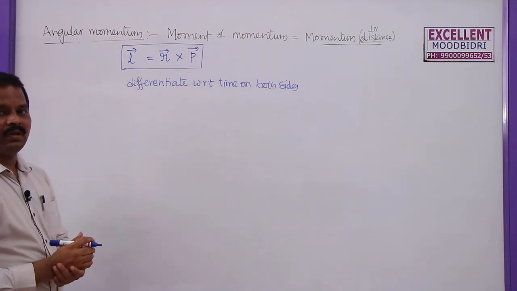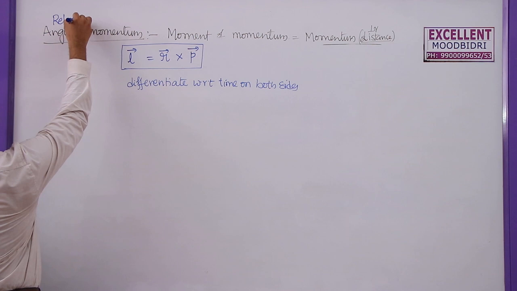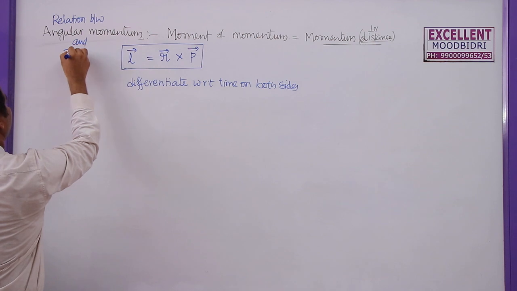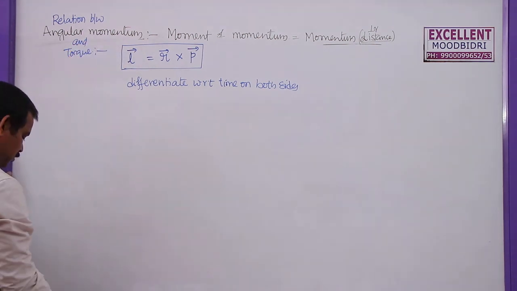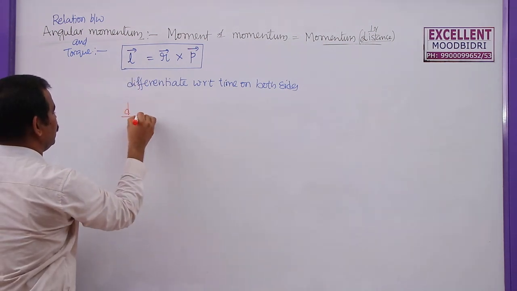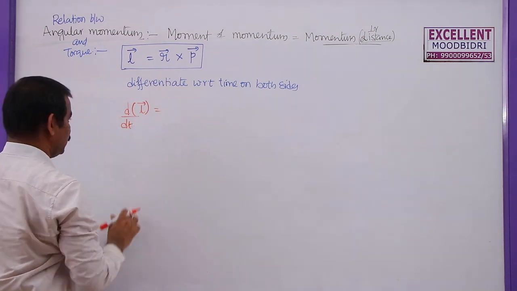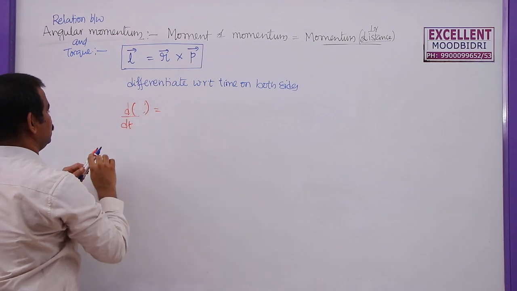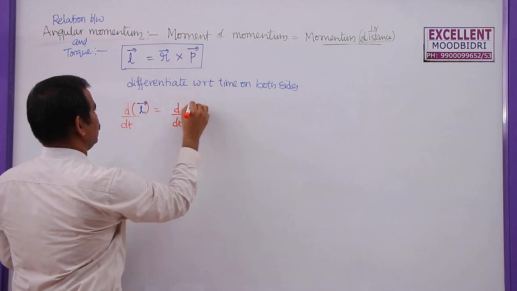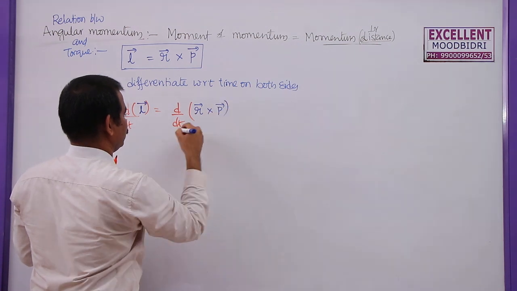Now, if you differentiate this with respect to time on both sides, then we can find the relation between angular momentum and torque. So, now I am going to differentiate this one. While differentiating, first I have to write d by dt of L bar is equal to d by dt of R bar cross P bar.